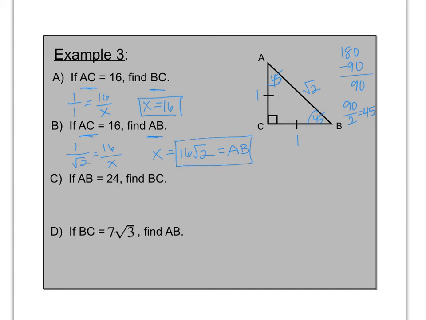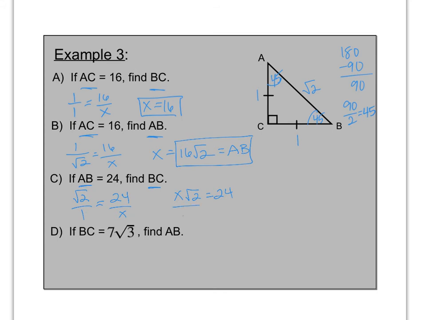Part C. We're working with AB and BC. AB and BC have a ratio of root 2 to 1. So AB is 24, we want to find BC. Cross multiply. We have x times root 2 and 1 times 24. So x root 2 equals 24.